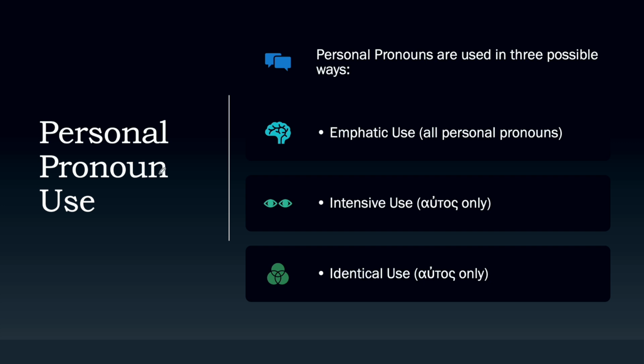Now when we use personal pronouns, they have three possible ways of being used. Because remember back, when you're dealing with verbs, they have personal endings. And those personal endings tell you person and number. So do you really need pronouns? Not really, because the information about the subject is contained within the verb. So they will use pronouns maybe to clarify who's doing the action or who's involved. They'll be there for emphasis. There's something called the intensive use, which is for autos only, and the identical use, which is for autos only. So let me go through all these different uses for the personal pronoun.